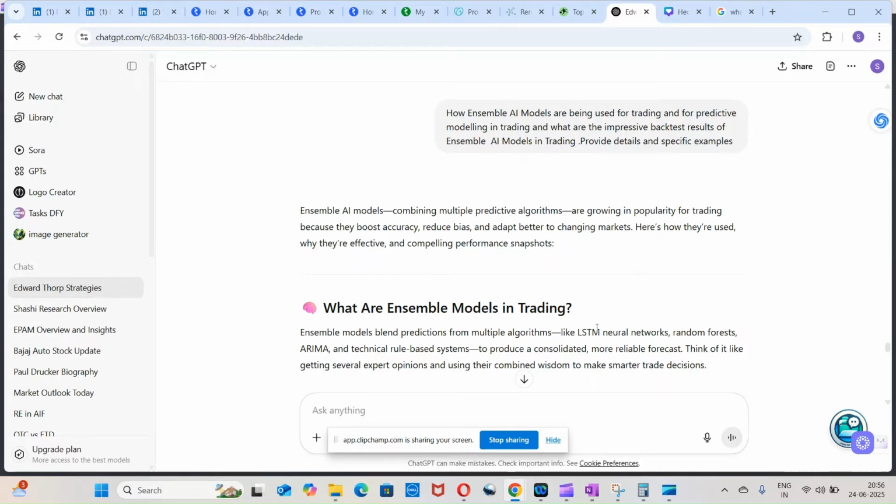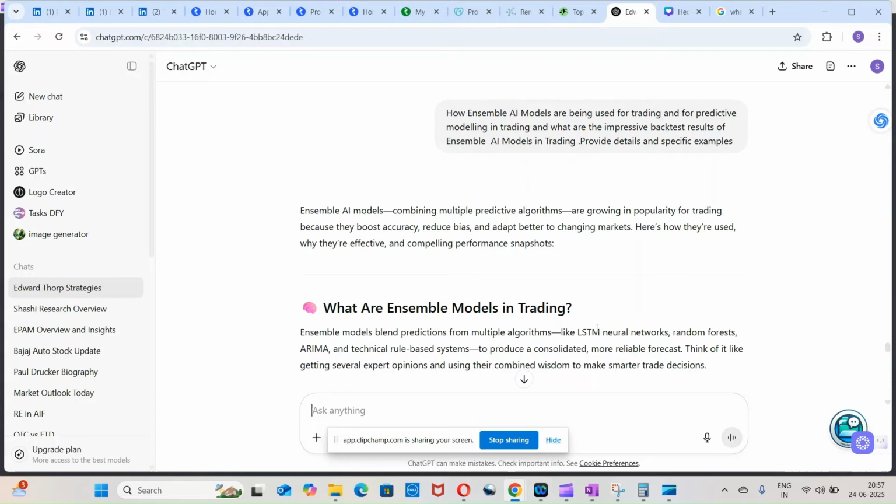These combine different predictive algorithms. It's basically a combination of different individual predictive algorithms, and that's what is called an ensemble AI model. So what are the different individual predictive models? It's like LSTM, neural networks, random forest, ARIMA, SVM, or reinforcement learning. These are all individual AI predictive models.